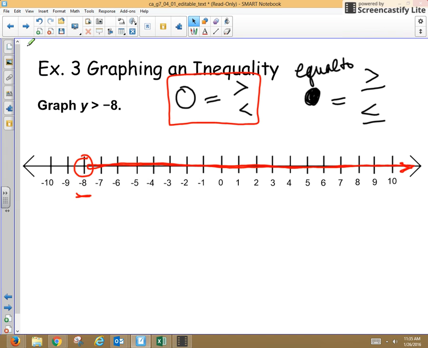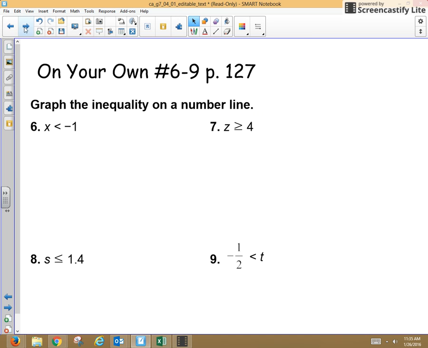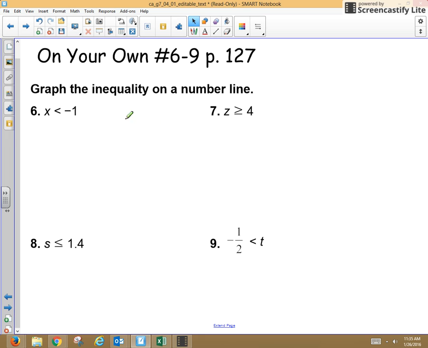At this time, I would like you to try graphing 6, 7, 8, and 9 on a number line. This is on page 127 in your book. Pause the video to complete these problems.